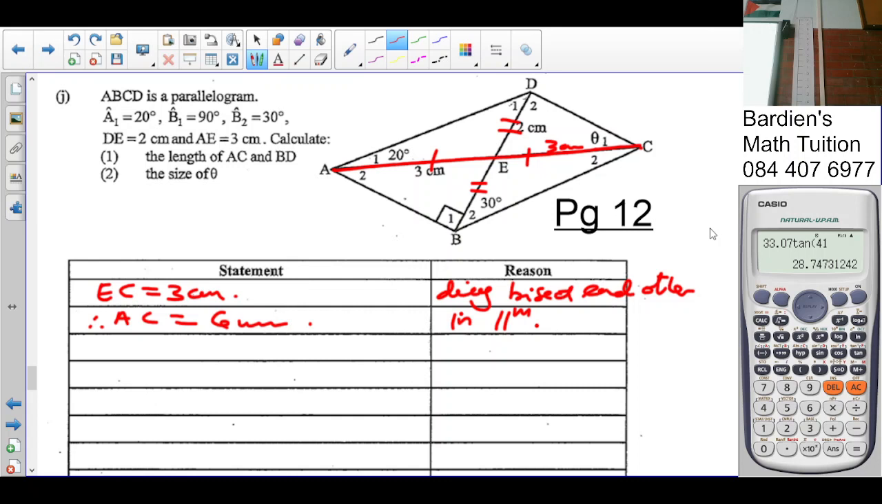Okay, BD. Same story. We first say that EB is equal to 2 centimeters. Why? Because the diagonals bisect each other in a parallelogram. That was one of the properties. So that is 2 centimeters. So therefore, DB is equal to 4 centimeters.